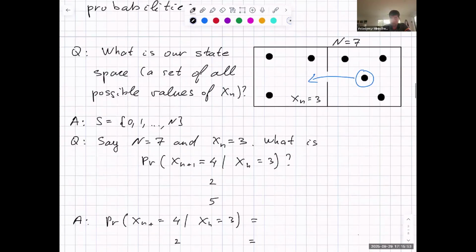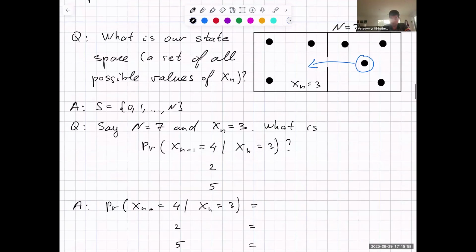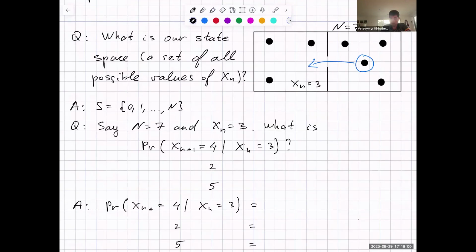And so suppose, just thinking about the simple case since you have a visual, what's the probability that if I have 3, I will end up with 4 at step n+1? It's exactly the picture. It's not quite 50%.